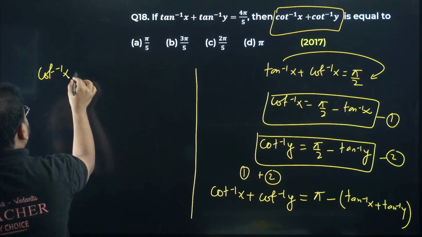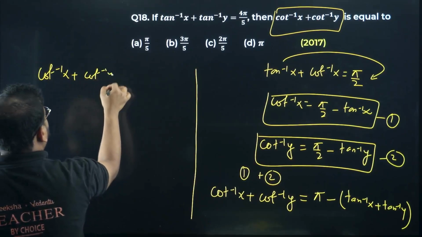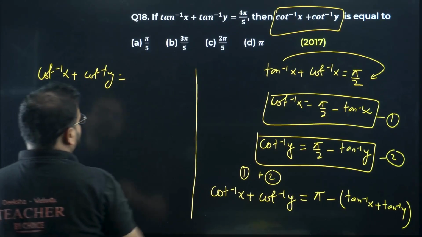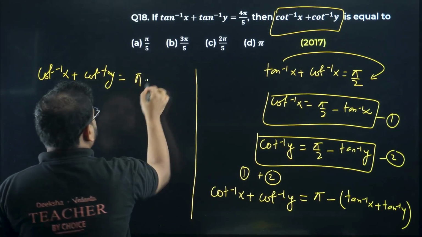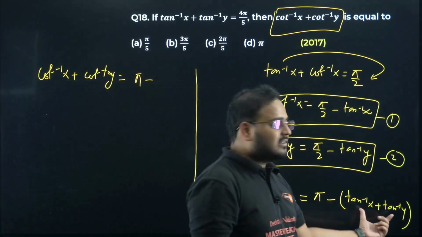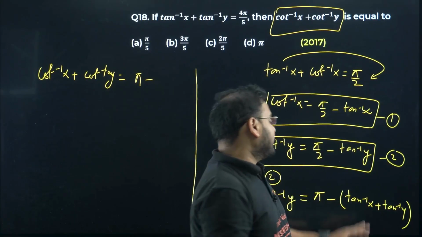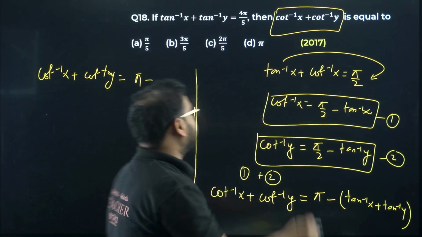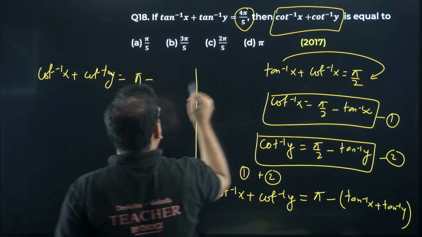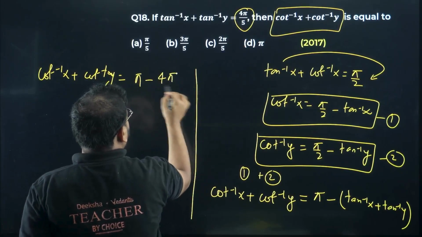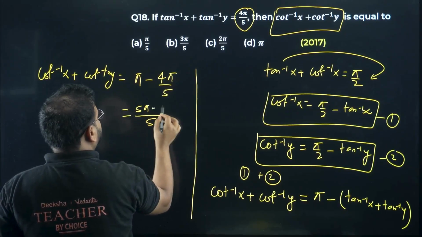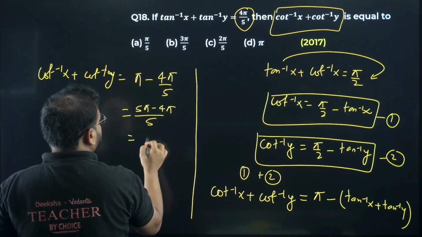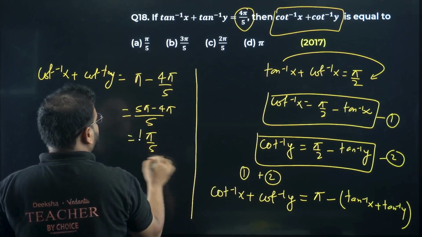Cot inverse of x plus cot inverse of y is equal to pi minus the sum of tan inverse of x and tan inverse of y. The sum of tan inverse of x and tan inverse of y is how much? They have given here 4 pi by 5. LCM is how much? 5. So 5 pi minus 4 pi, how much is this? Pi. Answer is pi by 5.